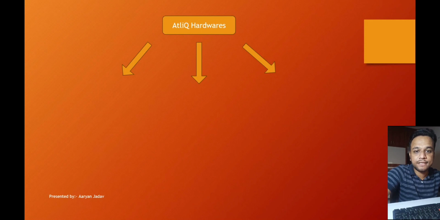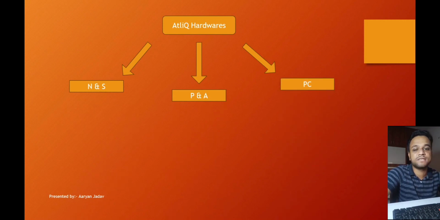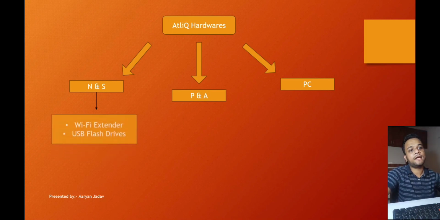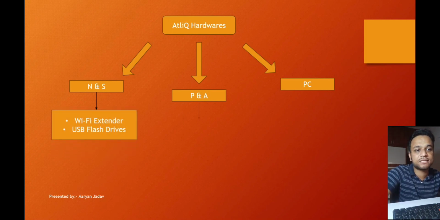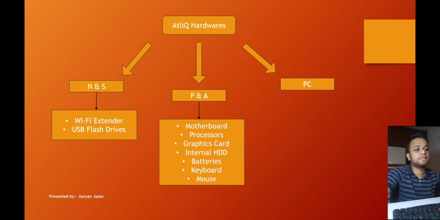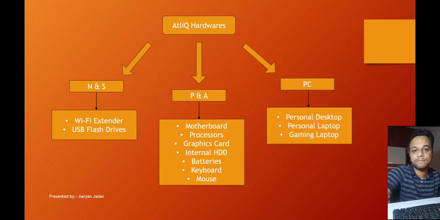Okay, so let's understand the Atlic company. Atlic is just like Dell, Lenovo and HP. It is a hardware company. In Atlic there are three divisions for their products. First is N&S, meaning networking and storage. P&A means peripherals and accessories, and the third is PC, meaning personal computer. In N&S there are two segments: Wi-Fi extender, USB flash drives. In P&A there are 5 to 6 segments: processor, motherboards, internal HDD, batteries, keyboard, mouse, etc. In PC there are three segments: personal desktop, gaming laptop and personal laptop.